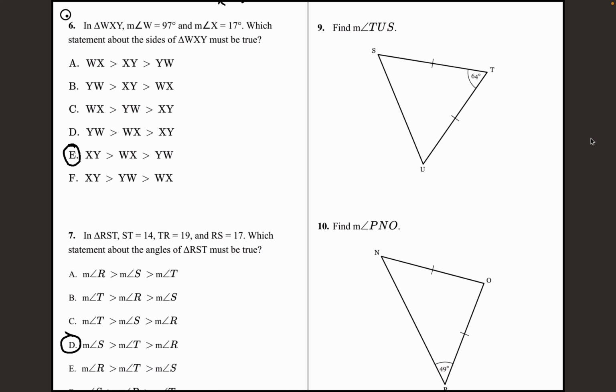All right, let's go to 9. What kind of triangle is 9? It's an isosceles, okay? All right, listen. What does an isosceles triangle mean? Two sides are the same and two angles. We need to find angle TUS.